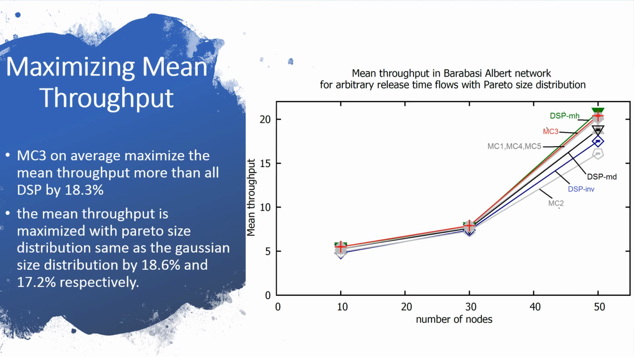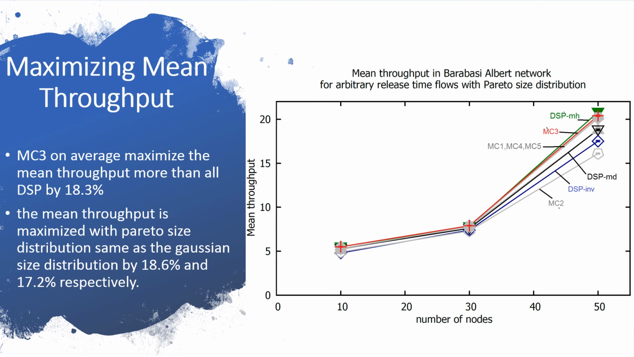To maximize the mean throughput, we also found that MC3 maximized the mean throughput more than all DSP on average by 18.3%. Also, we have found that the mean throughput is maximized with flows with Pareto size distribution, same as with flows of Gaussian size distribution, by 18.6% and 17.2%.